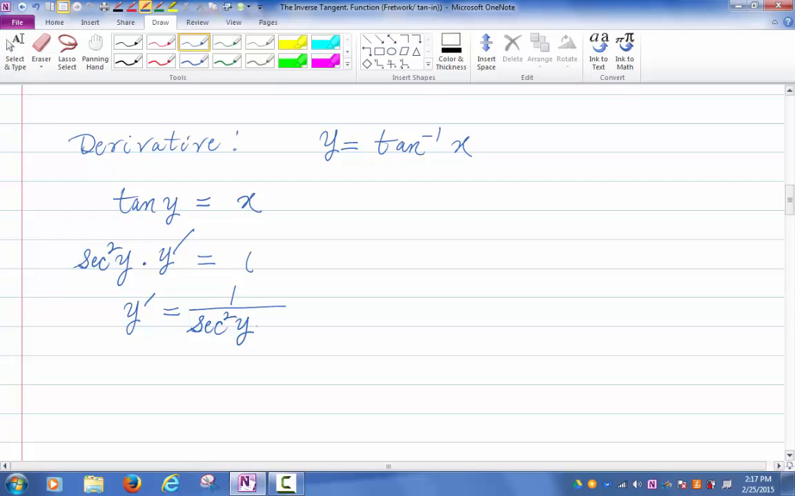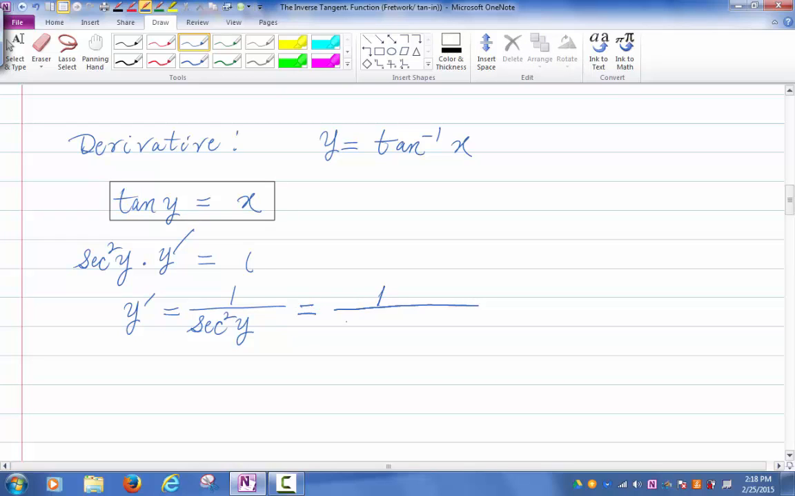Now, at this point, I want to write my derivative in terms of x. How would I do it here? Either I can use the fact that tangent of y is x, and say that tangent is opposite over adjacent. Go back to the definition of the trig functions in terms of triangles and circle, and figure out what is secant squared of y in terms of x. I won't do it. I did that for sine, but I will do it algebraically.